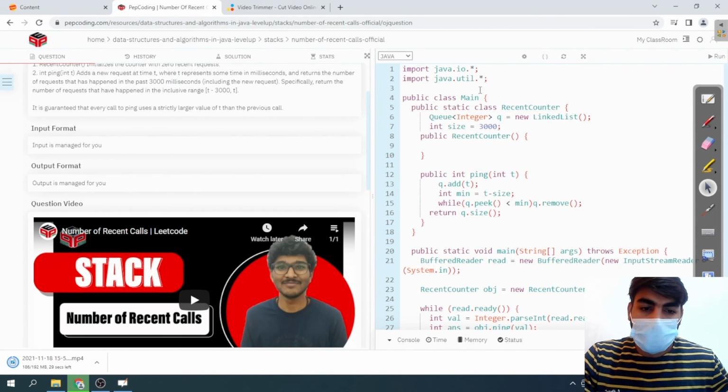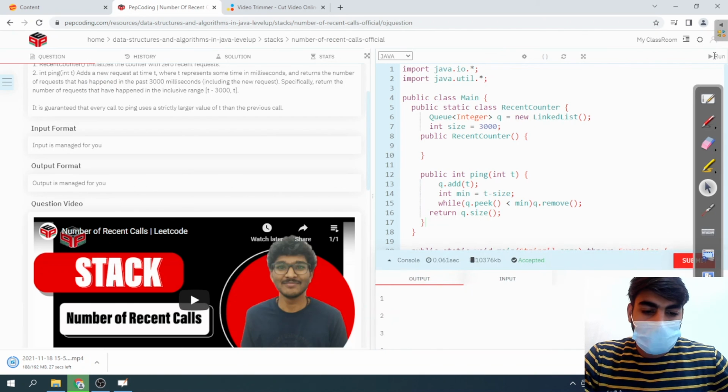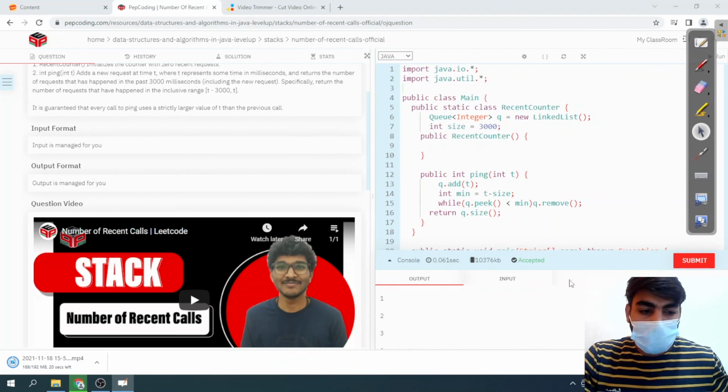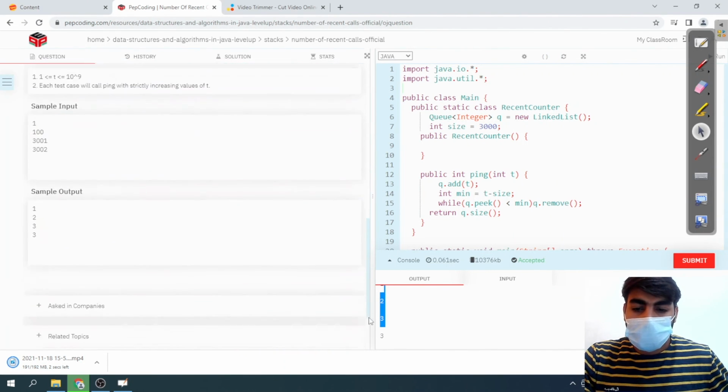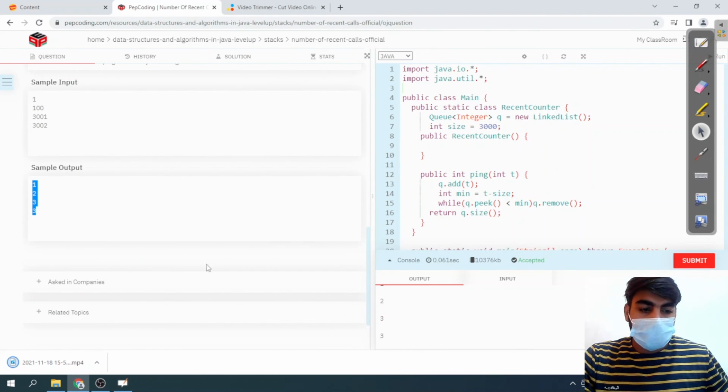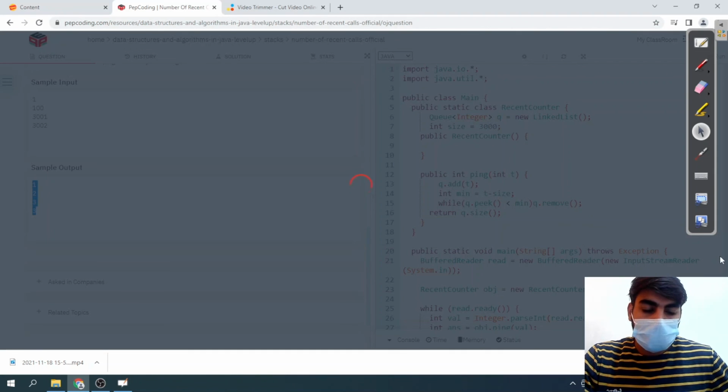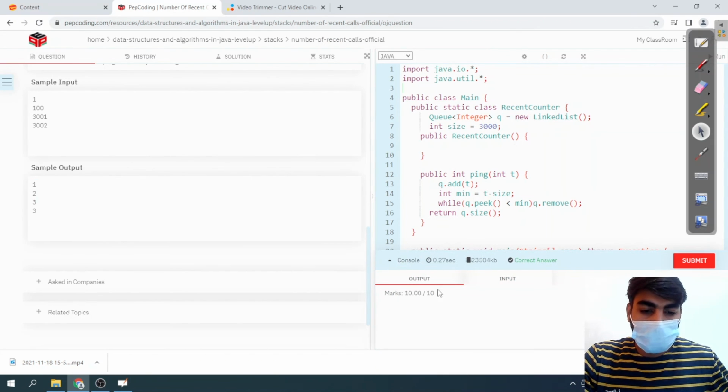Okay, so trying to compile it and see is there any error or something wrong. So it's compiled successfully. You can see here we get output. In our output we have 1, 2, 3 and 3. You can see in our sample output the same thing. So trying to submit it. So it submits successfully, 10 out of 10.